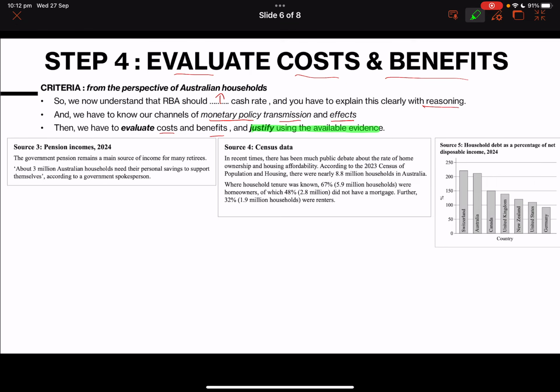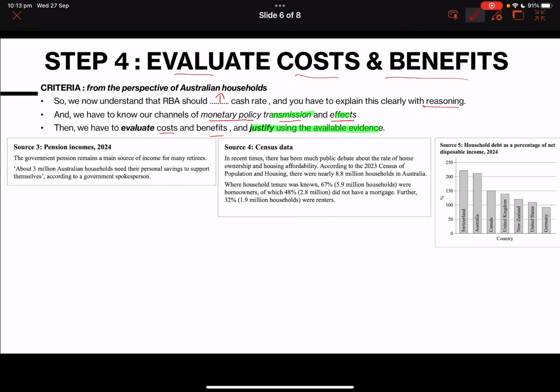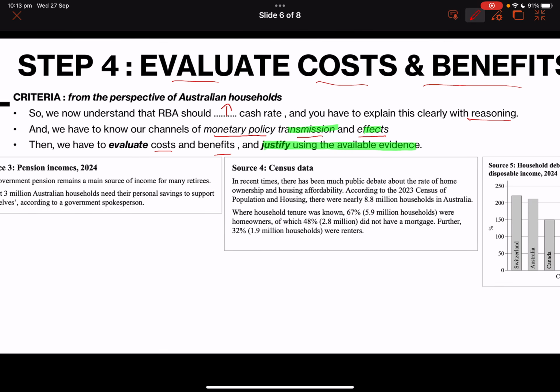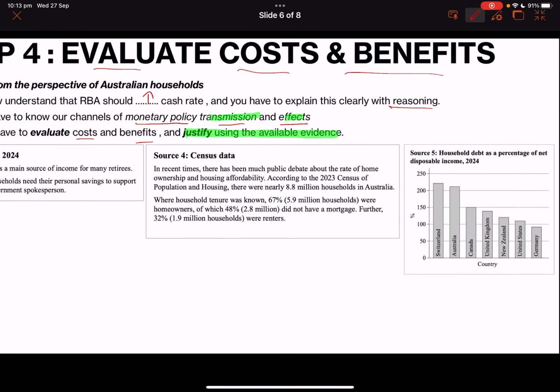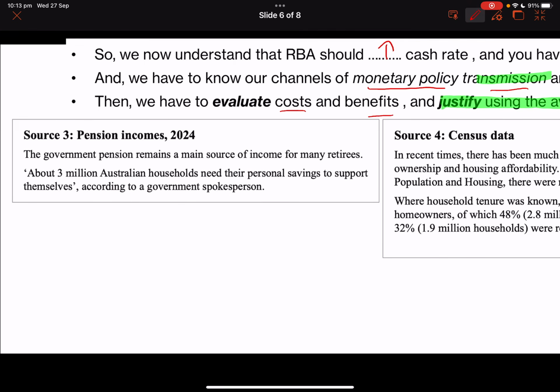So let's break this down a little bit in terms of the transmission and effects, and see how we can use some of this evidence to start it off. I'm going to focus first of all on the 3 data sets we didn't use in the previous step. That's source 3, pension incomes, source 4, census data, and source 5, household debt. So what does this tell us here? The government pension remains the main source of income for many retirees. So pensions won't be, like with inflation, erodes purchasing power.